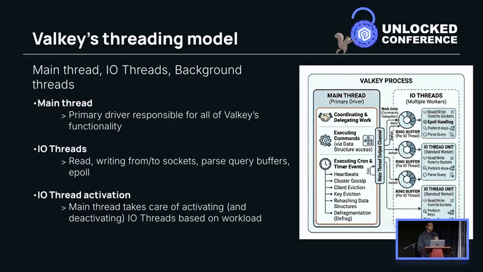The main thread is also responsible for delegating work to the IO threads, and for determining how many IO threads should be activated. Similarly, the main thread is responsible for periodic things like rehashing the hash map data structure, running defragmentation, evicting clients which are over the memory, or evicting keys which have expired. So the main thread alone is sufficient to keep the Valkey process functional.